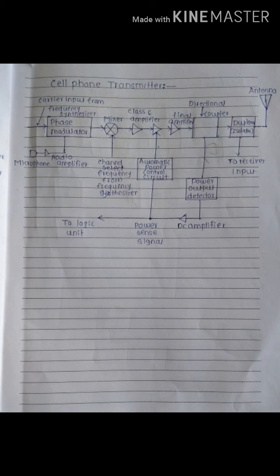The carrier input for the phase modulator and the local oscillator frequency signal for the mixer are produced by the frequency synthesizer. Transmitter output power is controlled by the cell site and the mobile telephone switching office. The receiver picks up the special control signal and sends it to the automatic power control, which sets the transmitter output power level. This is the function of the transmitter.